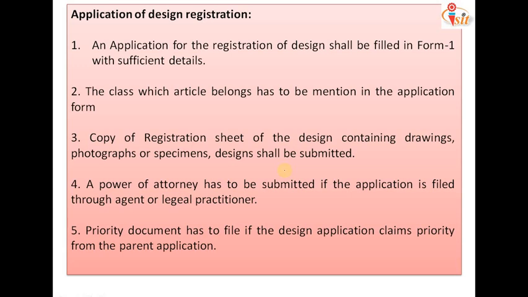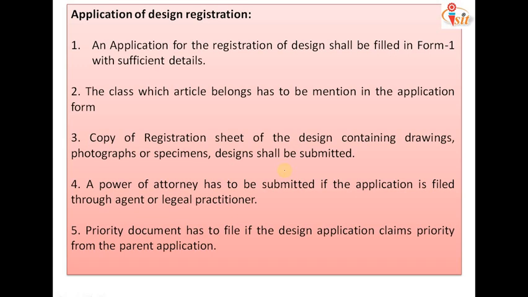An application for the registration of a design shall be filled in Form number 1. Likewise, in the case of copyright we fill Form number 4. Here we have to fill Form number 1 with sufficient detail, that is the name of the applicant, address, nationality, all these things. The class to which the article belongs has to be mentioned in the application form. The article may be a watch, a bicycle, or a car. So you have to mention the class of the article in the application form.